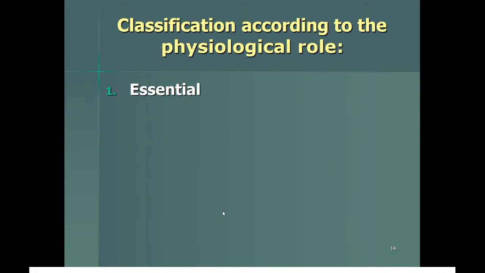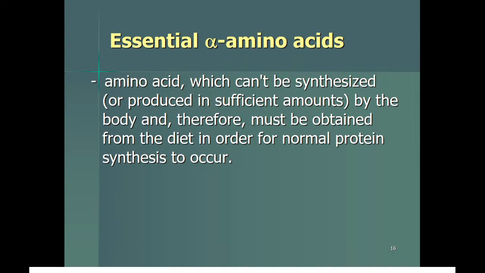And one more classification is according to the physiological role. All amino acids can be classified as essential and non-essential. Non-essential can be synthesized in our body, but essential cannot. Essential alpha amino acids can't be produced in our body at all, or can't be produced in sufficient amounts by the body, and therefore must be obtained from the diet in order for normal protein synthesis to occur.